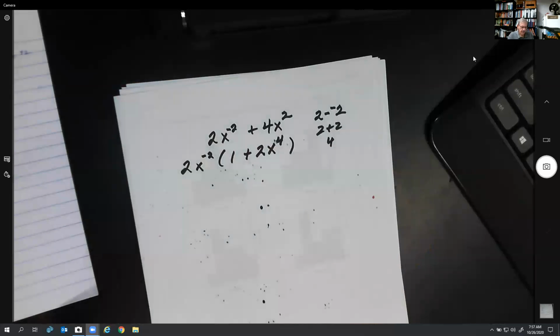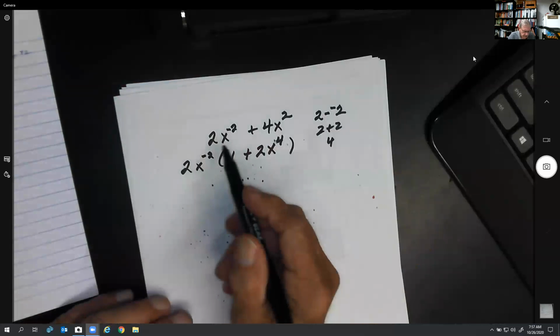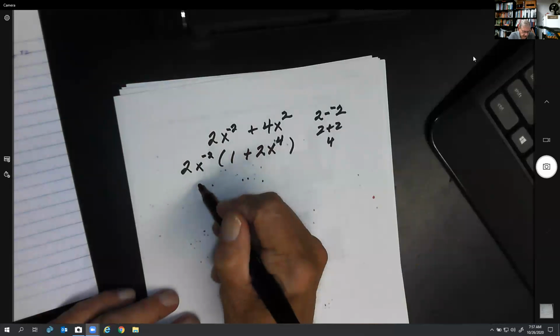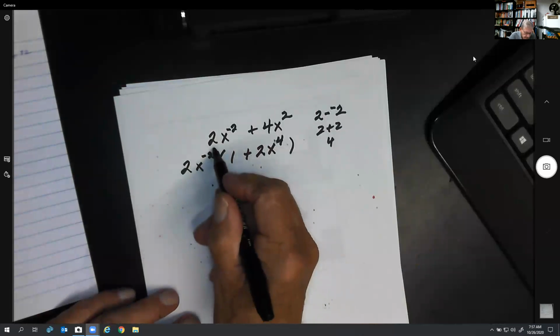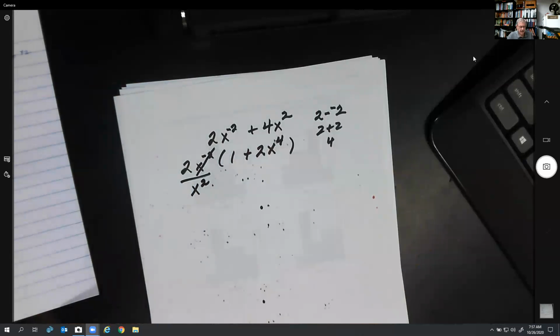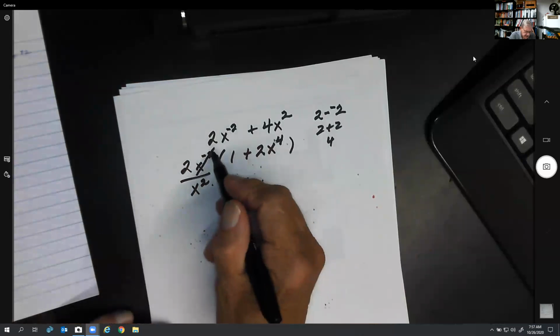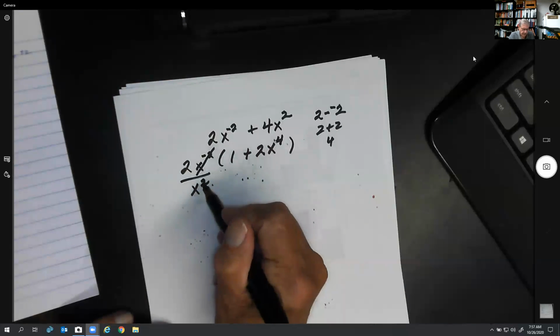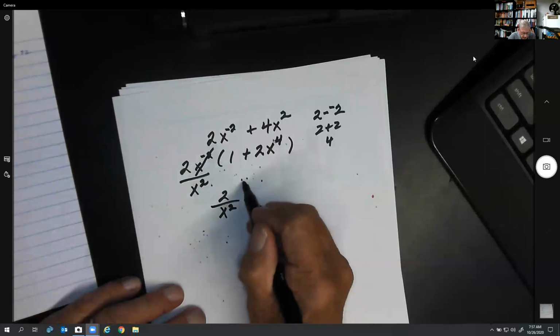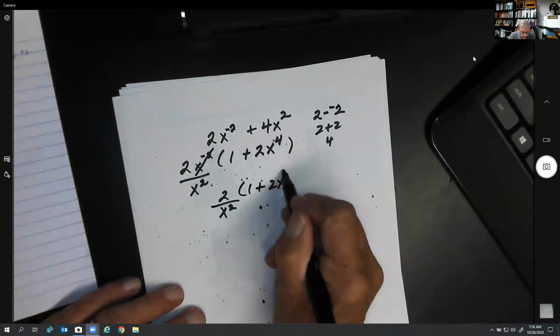So sometimes in higher math, we encounter this quite often, and you'll be dealing with these negative exponents. A negative exponent, we can change to a positive exponent by just bringing it down to the denominator. So I can bring this down and write it as x to the positive 2. It doesn't make the problem negative. It changes the exponent from negative to positive. So the final answer for this problem would be 2 over x squared times 1 plus 2x to the fourth.